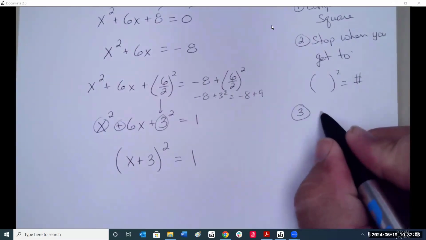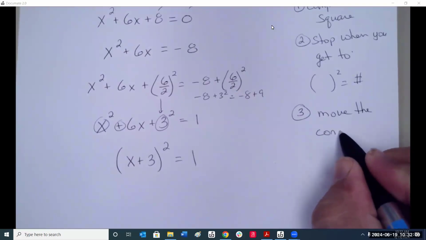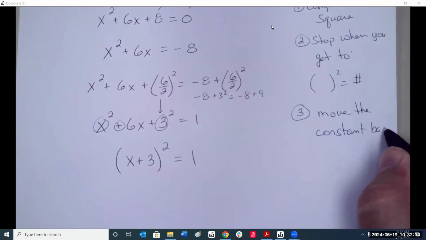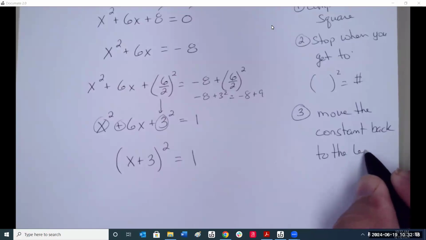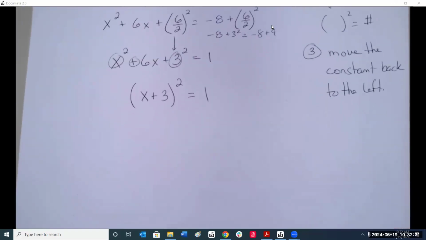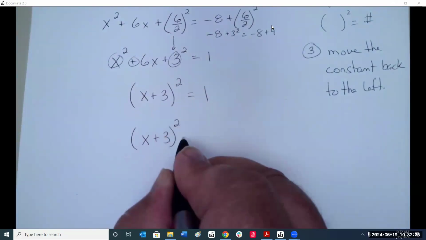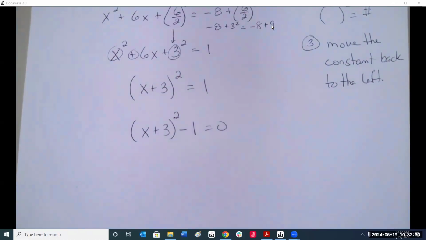The third step is move the constant back to the left. So set it equal to 0. Now you're in vertex form.